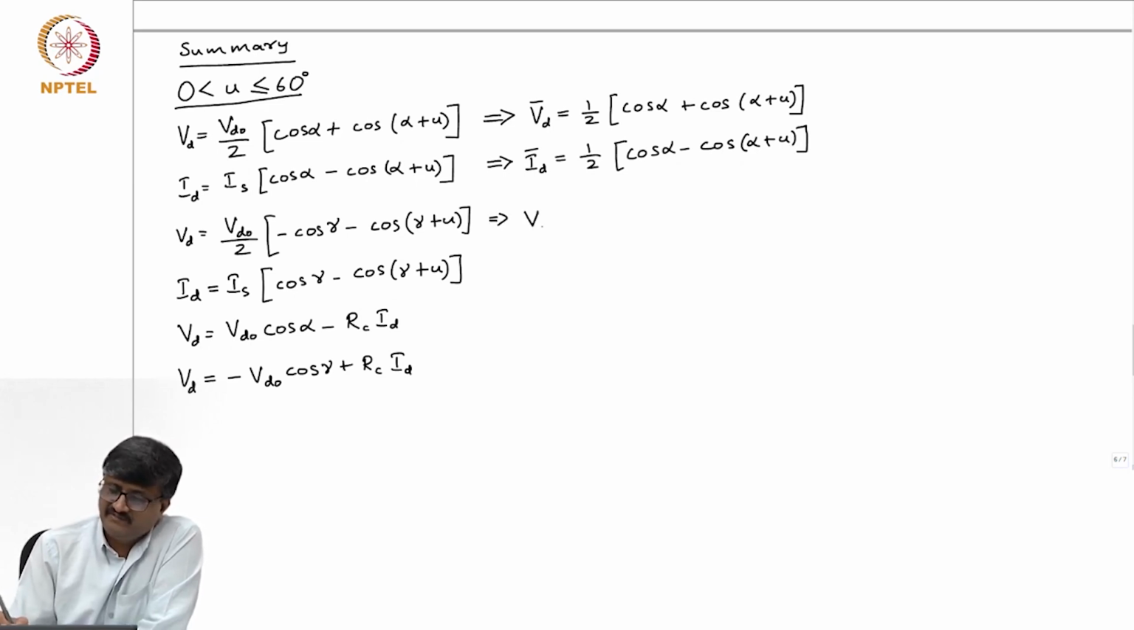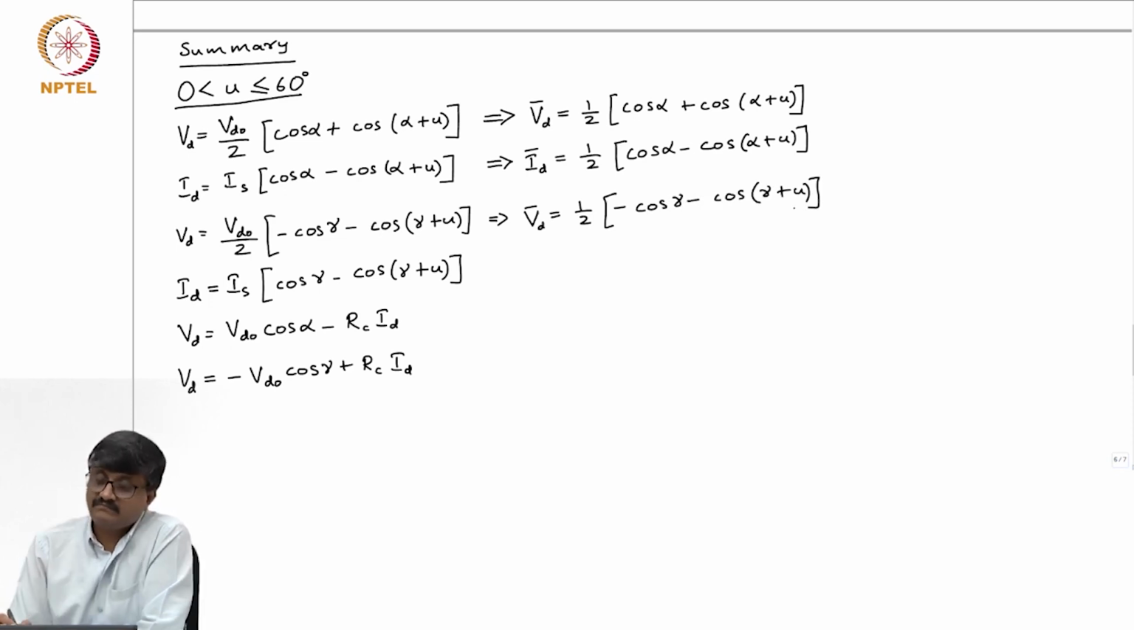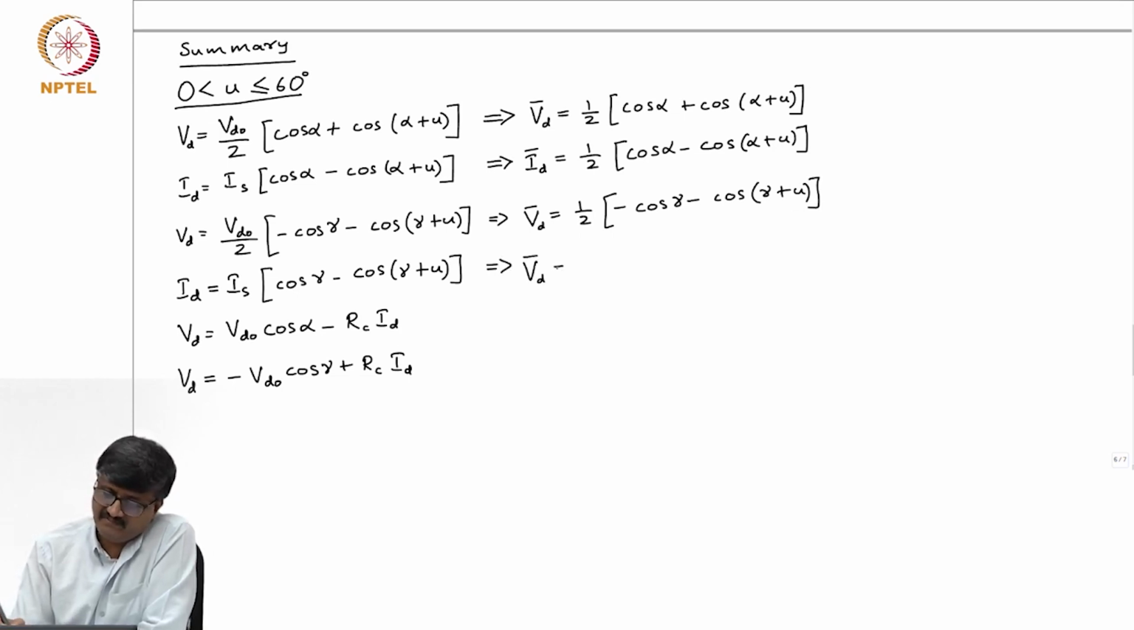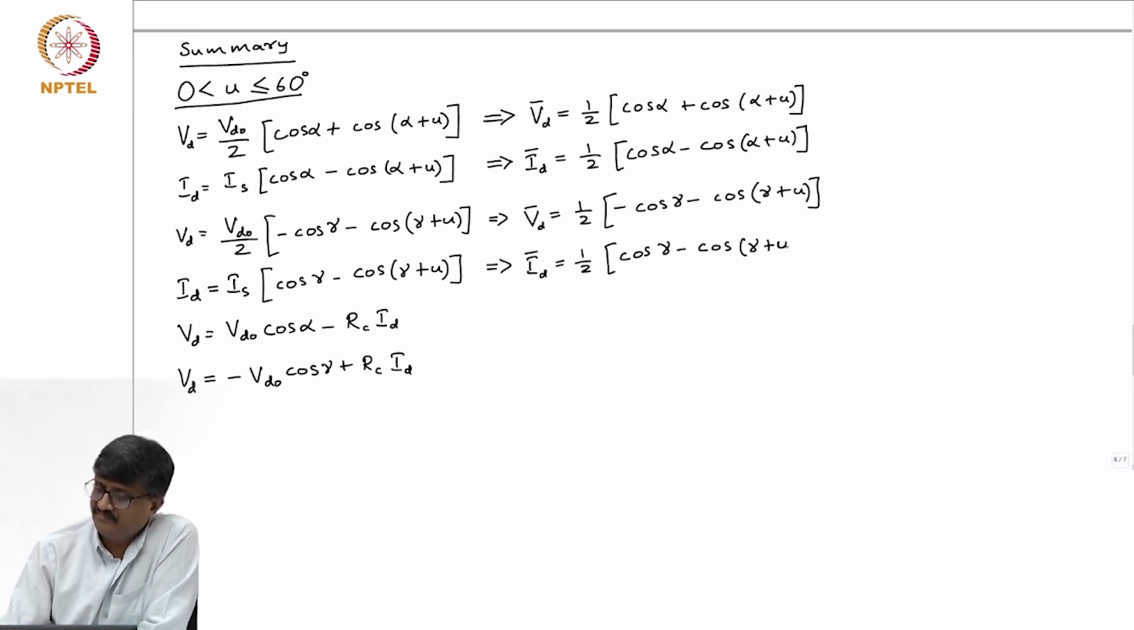The third equation is VD bar equal to 1 by 2 (minus cos gamma minus cos gamma plus u). And the fourth equation is ID bar equal to 1 by 2 (cos gamma minus cos gamma plus u).